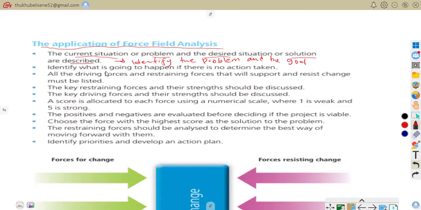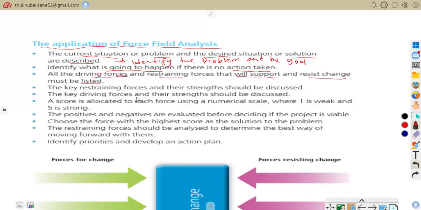Also, it says identify what is going to happen if there is no action taken. So you identify what happens if no action. So it means understand the consequences of doing nothing. That is that. So it means if the problem was the drop of sales, the sales will continue to drop.